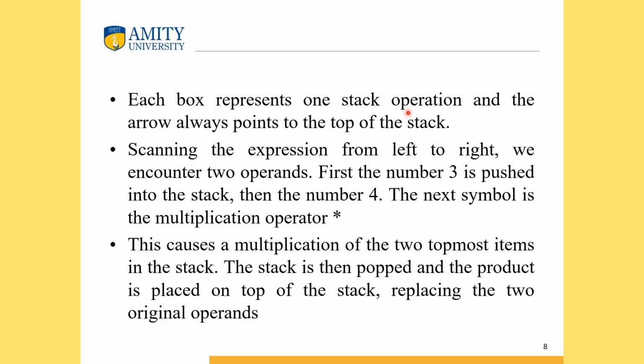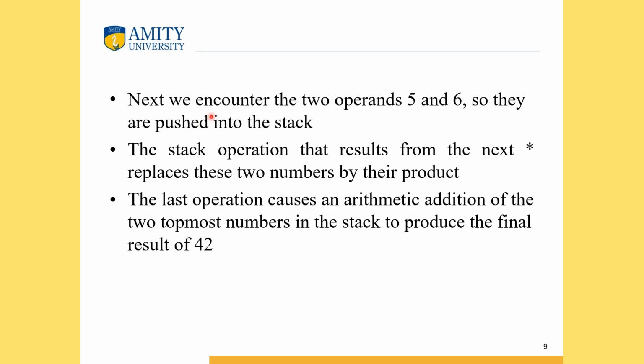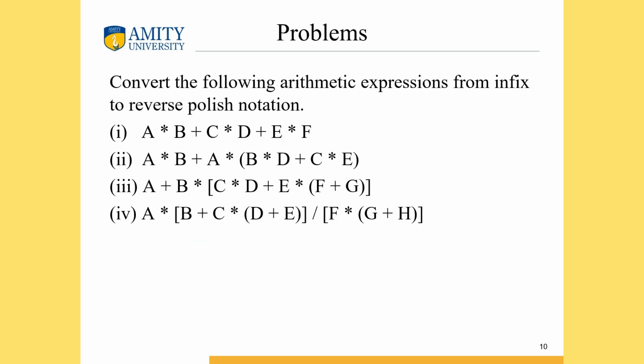Each box represents one stack operation, and the arrow always points to the top of the stack, that is, the top value in the stack. We scan the expression from left to right. Whenever we encounter operands, the first number 3 is pushed onto the stack, then 4 is pushed on the stack. As I explained, multiplication happens and the result is placed back. We encounter 5 and 6, they are pushed onto the stack, then they are multiplied together, and then finally we get the final sum as 42 after all the operations have been performed.